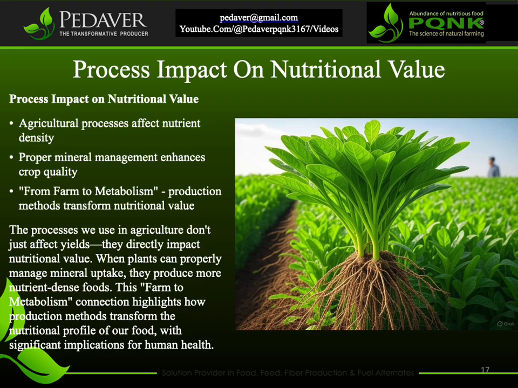Process impact on nutritional value. Agricultural processes affect nutrient density. Proper mineral management enhances crop quality. From farm to metabolism, production methods transform nutritional value. The processes we use in agriculture don't just affect yields, they directly impact nutritional value. When plants can properly manage mineral uptake, they produce more nutrient-dense foods. This farm-to-metabolism connection highlights how production methods transform the nutritional profile of our food, with significant implications for human health.